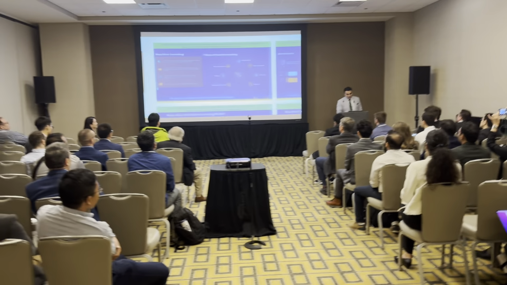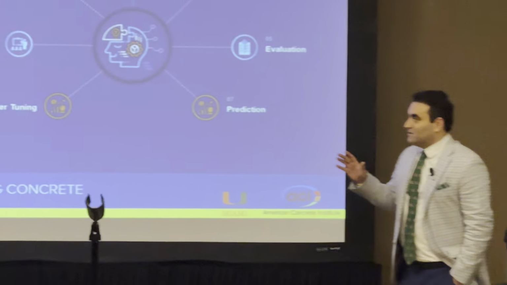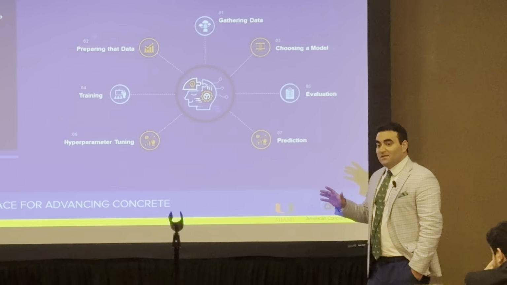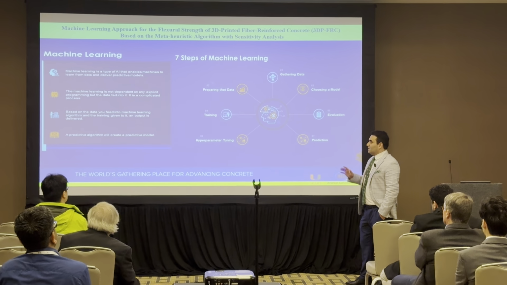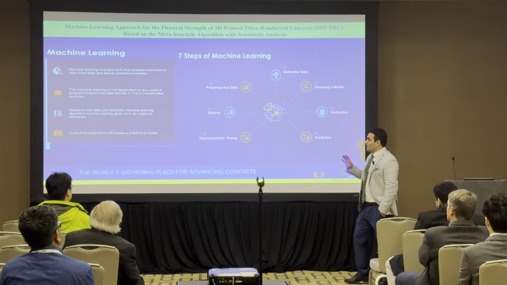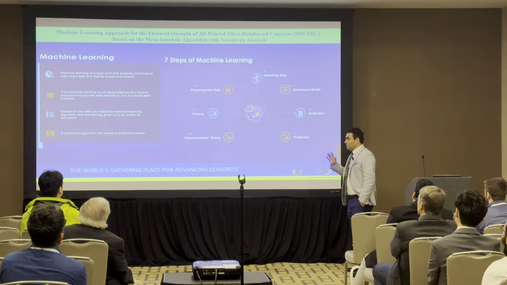First I want to talk a little bit about machine learning. Machine learning, as you know, is a type of AI. It's not the AI, it's a type of AI that enables machines to learn from data and deliver predictive models. We have 7 steps of machine learning.